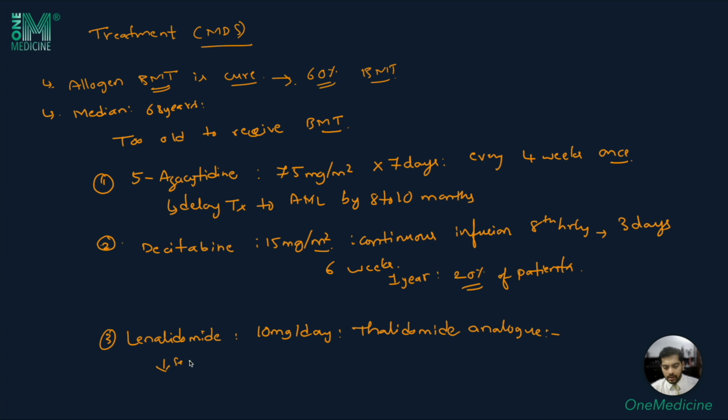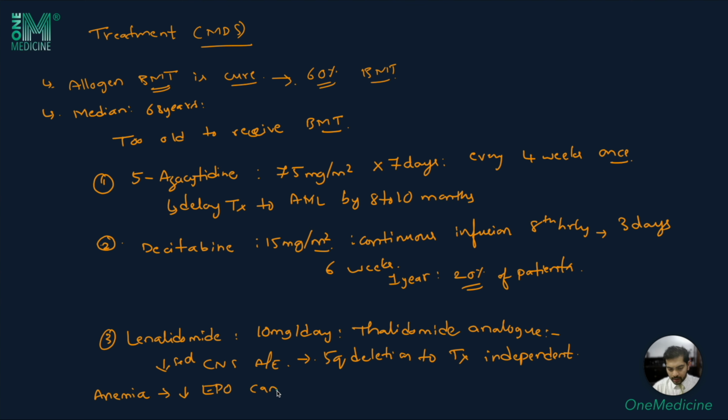This has lesser CNS side effects, and it causes a substantial number of the patients, especially with 5q deletion, to become transfusion independent. Patients with anemia and reduced erythropoietin levels can be treated with erythropoietin, and neutropenia can be treated with granulocyte colony stimulating factor.